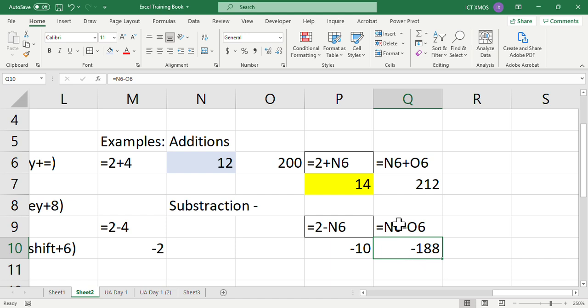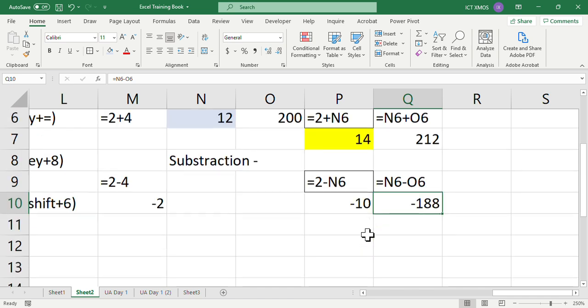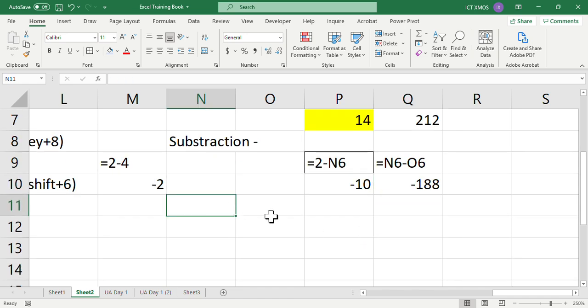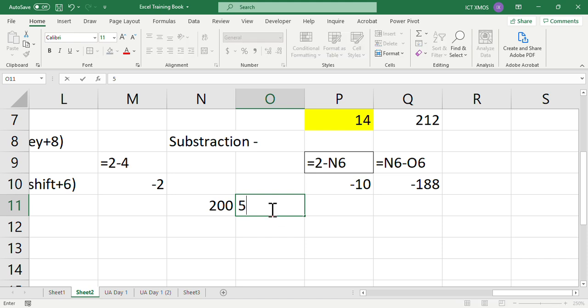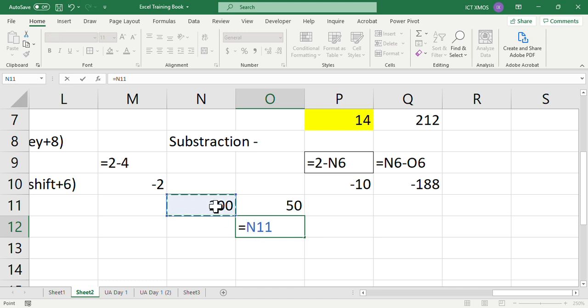But you can have it this way. Maybe this one will make you understand. Let's say you have 200 naira, and you saw something of 50 naira to buy. So I think you understand this one, because this one is bigger than this. So your formula here will be N11 minus O11. Can you see it?